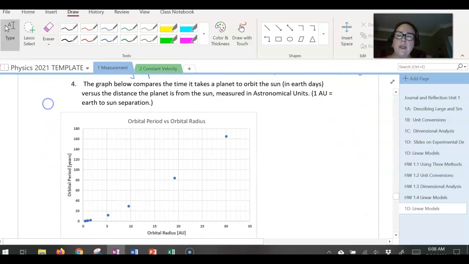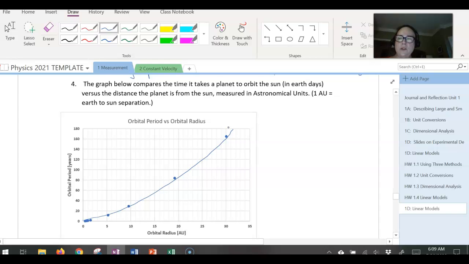Number 4. Now here we have data that's showing how the orbital period, that's the time that it takes a planet to orbit all the way around the sun, to make one full trip around the sun, how that period depends on the radius of the orbit. Okay, and if you look at this, this also is not a linear trend. It has this kind of curved shape.